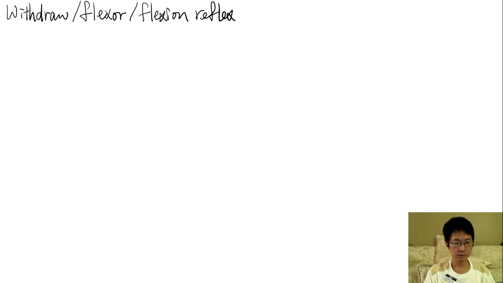The receptor is the nociceptor. Noci does not mean that the receptor is very curious. No. Noci, this prefix comes from the word noxious.